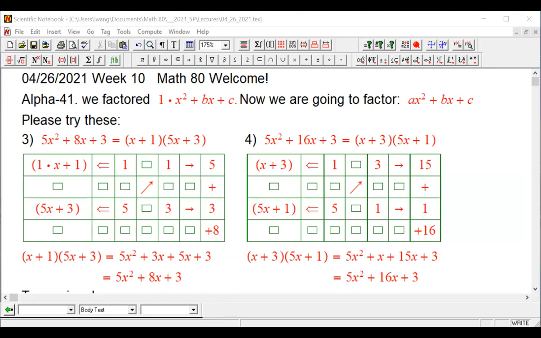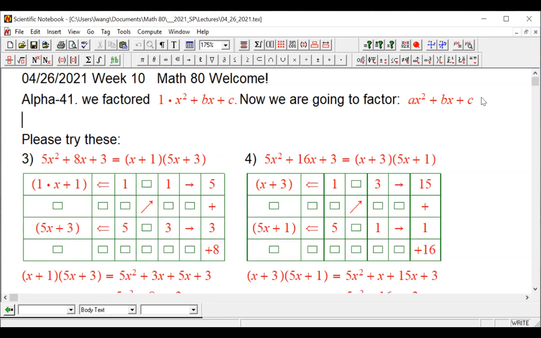This is at alpha 41. At alpha 41, I'm going to pick number 5 and 6. Okay, 5 and 6. 5 is this question.